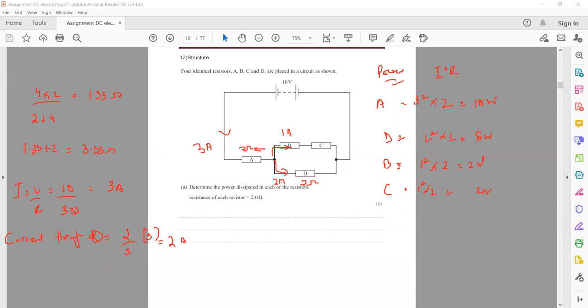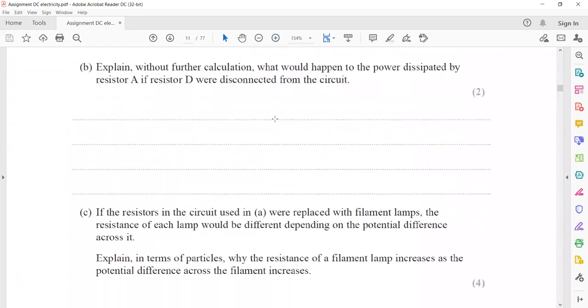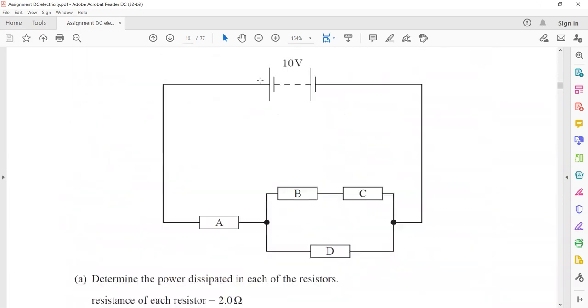The next part: explain without further calculation what would happen to the power dissipated by resistor A if the resistor D was disconnected. So if we remove the resistor D, it means all will come in series. So if all will come in series, the total resistance of a circuit, what will happen?